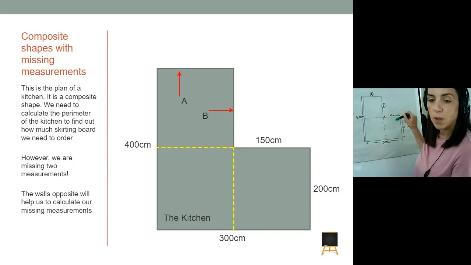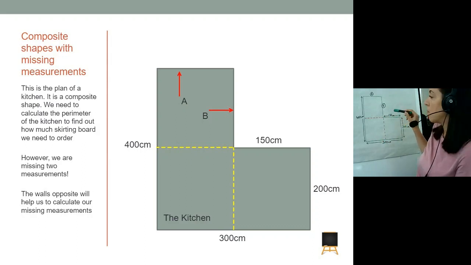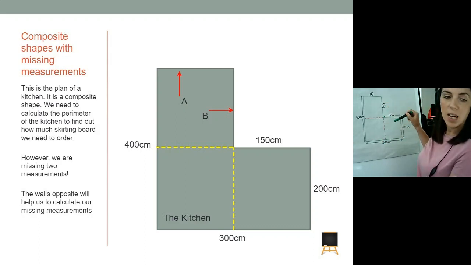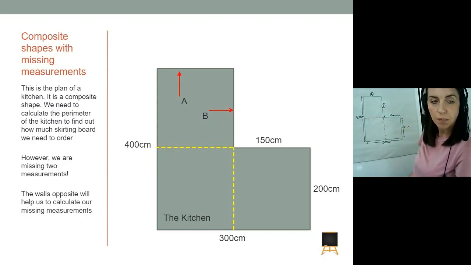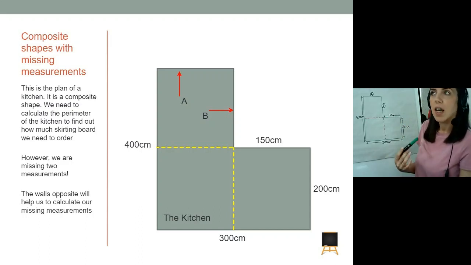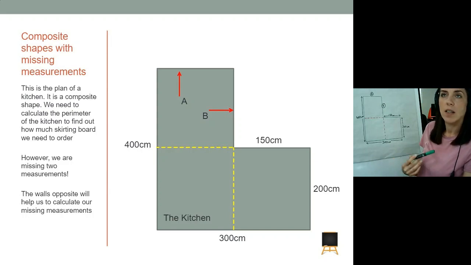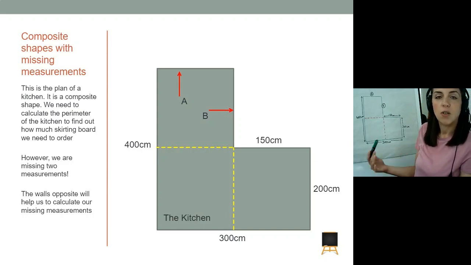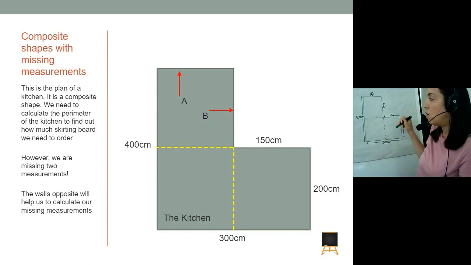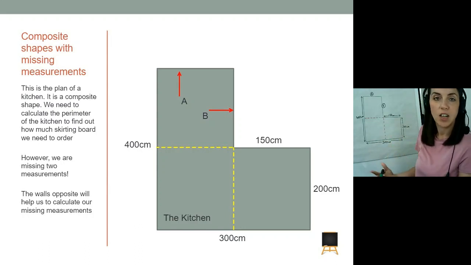So I've done this one on the board as well. I'm hoping you can all see this. So this is technically a plan view of a house. And the question is, we need to calculate the perimeter of the kitchen to find out how much skirting board we need to order. So that's the kind of question that makes it functional. And that's the sort of questions you'll probably have in your exam. It's functional because it's true to life. So you've got a plan of a house and you need to figure out how much skirting you need.